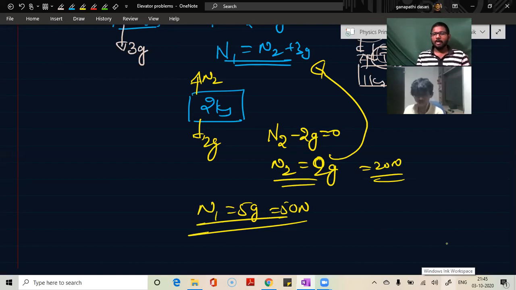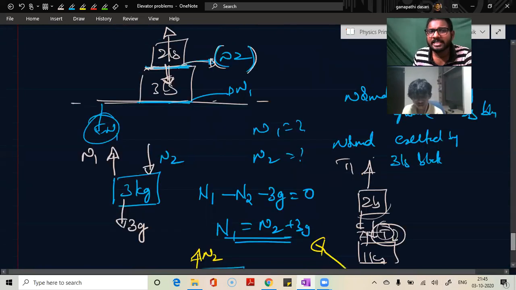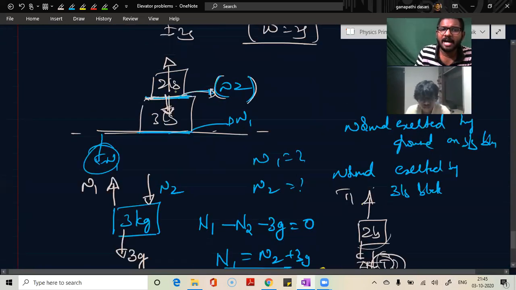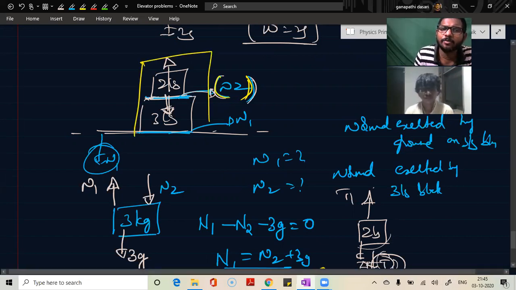Got it. You have to be careful in writing, because if we take only 2 kg to be mass, then N2 will become external force. If we consider this entire system, then N2 will become internal force.